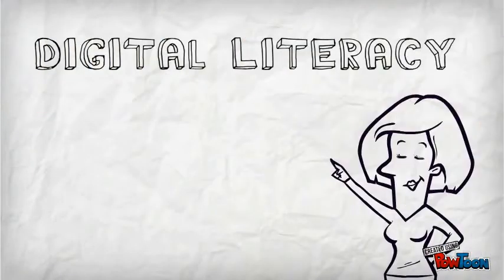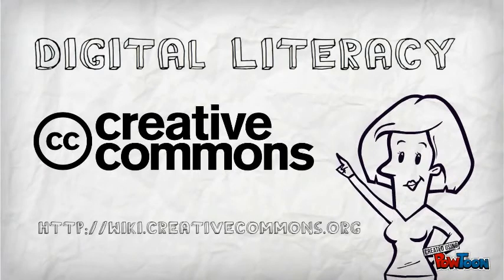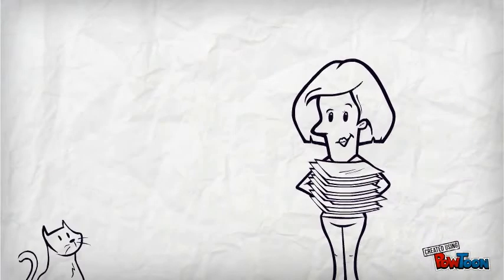Understanding common open licensing is a digital literacy skill that everyone should have if they intend to use material from the web. Creative Commons licenses are the ones you'll most likely come across. Get to know a little bit more about these licenses as a user and an author at wiki.creativecommons.org.